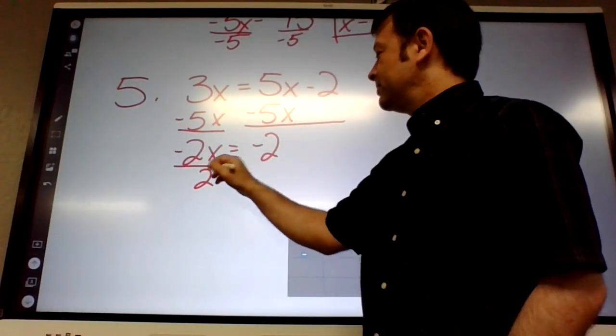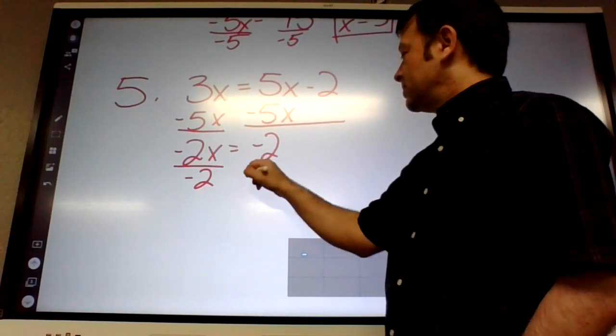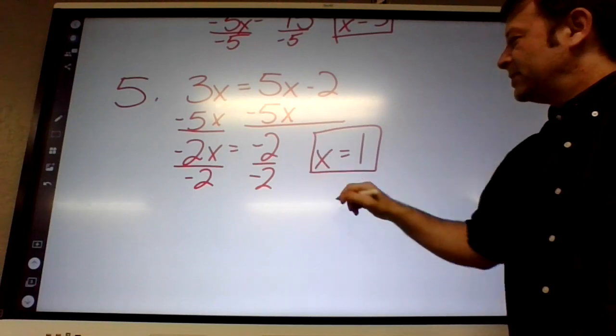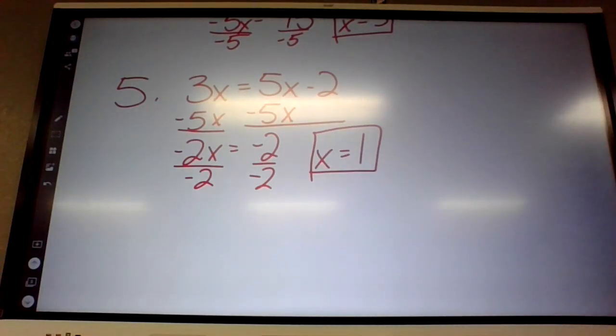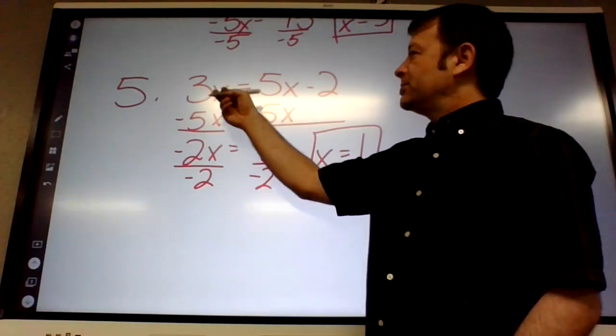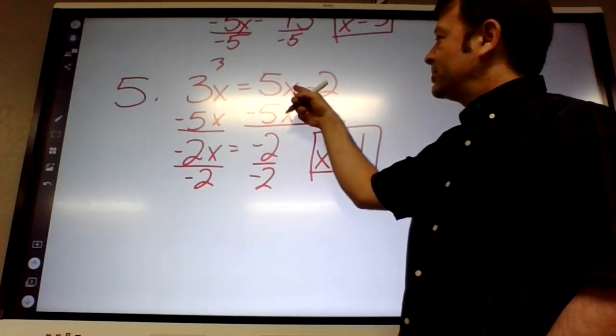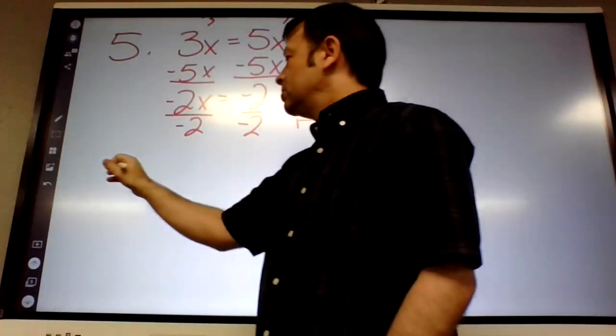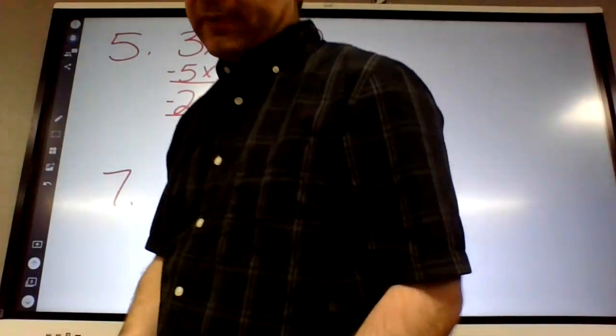Divided by negative 2. Alright. So negative 2 divided by negative 2 is 1. Remember, if you wanted to, you could plug that in and see if it works. 3 times 1 is 3. 5 times 1 is 5, minus 2 is 3. Yeah, both are 7.